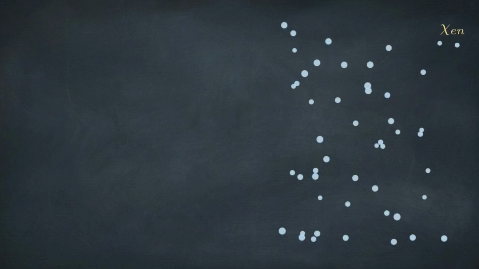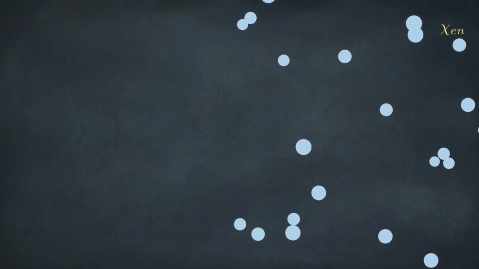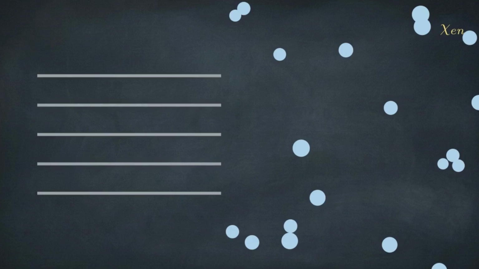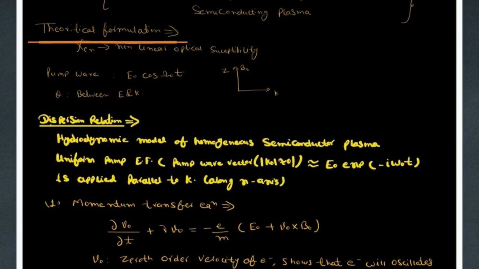We call this material property the nonlinear optical susceptibility, or chi sub En. To find this macroscopic property, we have to start at the microscopic level. We need to track the electron plasma moving through the material using 5 core hydrodynamic equations. This document outlines the theoretical formulation.